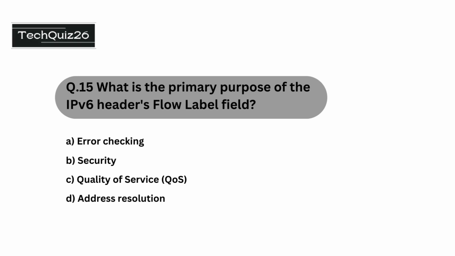Question number 15 is, what is the primary purpose of the IPv6 address flow label field? The options are error checking, security, quality of service, address resolution. The correct option is quality of service.